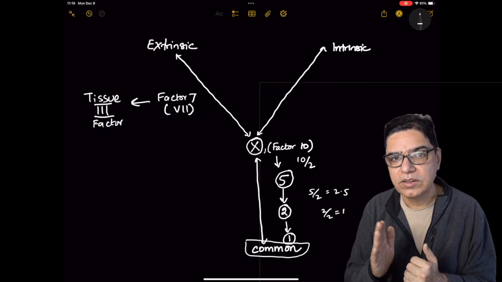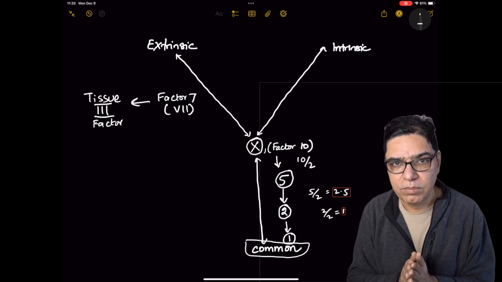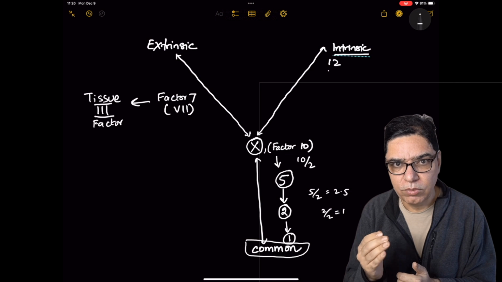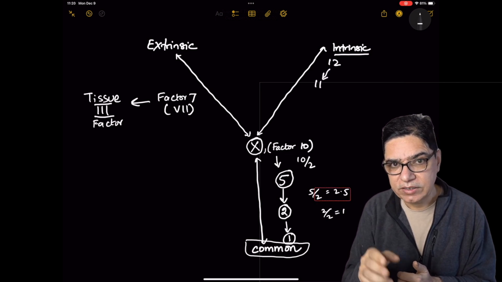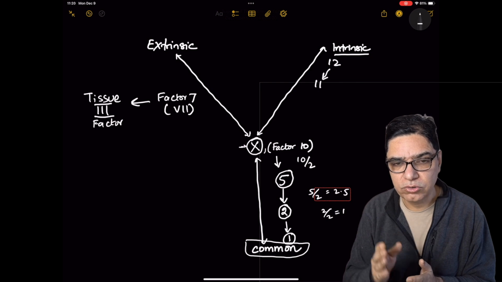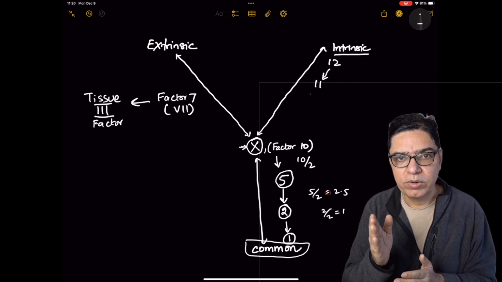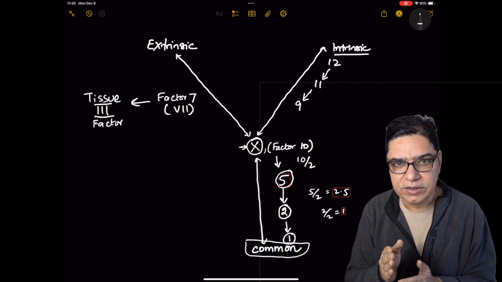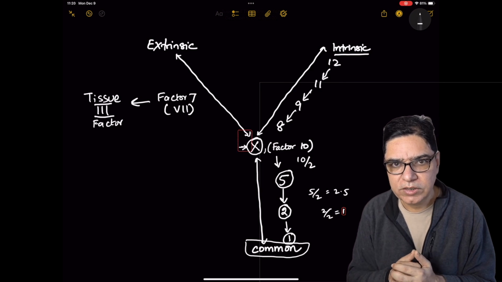Now on the right side is your intrinsic pathway. So for the intrinsic pathway, go backwards from 12. 12, then after 12, if you go backward, would be 11. Then after 11 would be 10, but we already have 10 written here, so just omit 10. Then you've got 9, then you've got 8. After 8 you've got 7, but you don't need to write 7 because 7 is already a part of the extrinsic pathway.